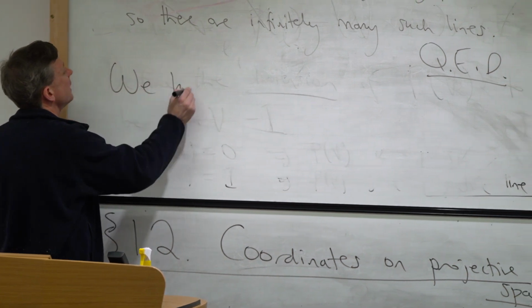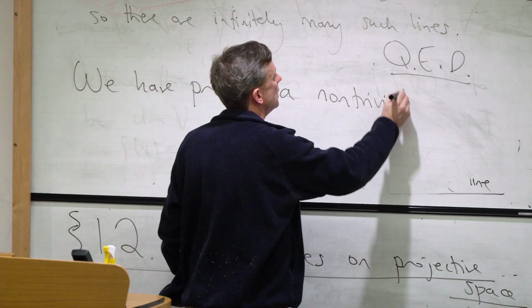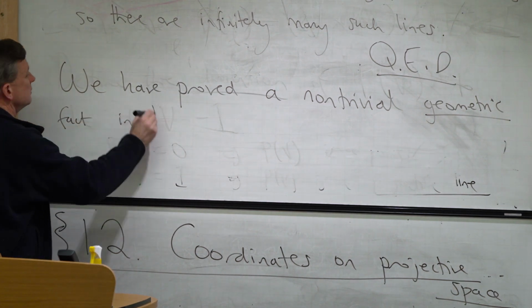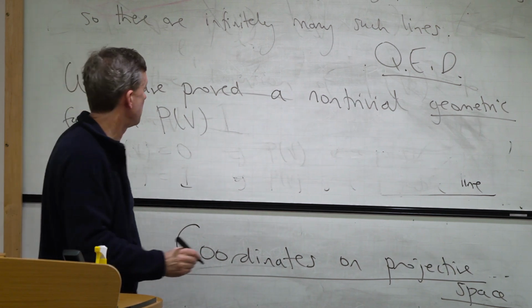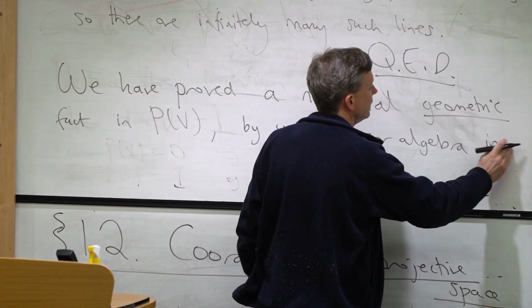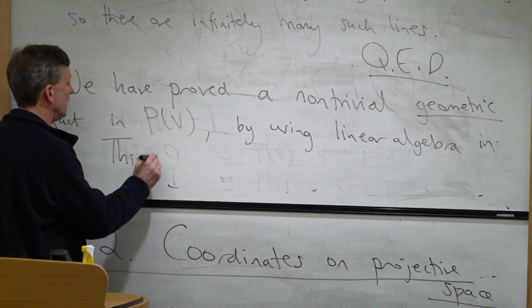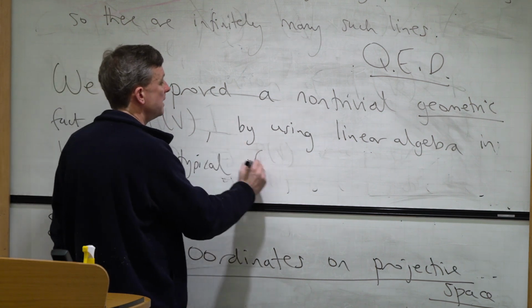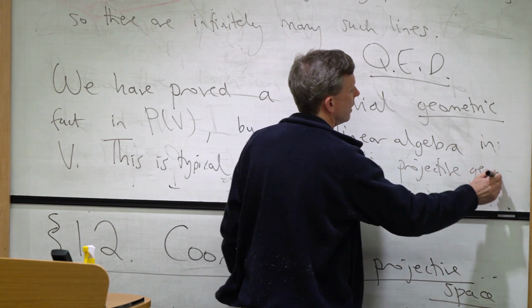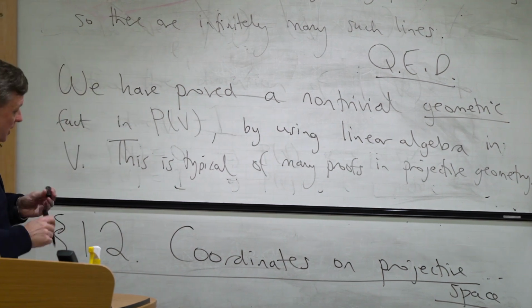Well, let me just say that we have proved a non-trivial geometric fact in a projective space P of V by using linear algebra in the overlying vector space big V. And this is typical of many proofs in projective geometry. So you can get some mileage from being able to lift up from your projective space up into a vector space of dimension 1 larger.